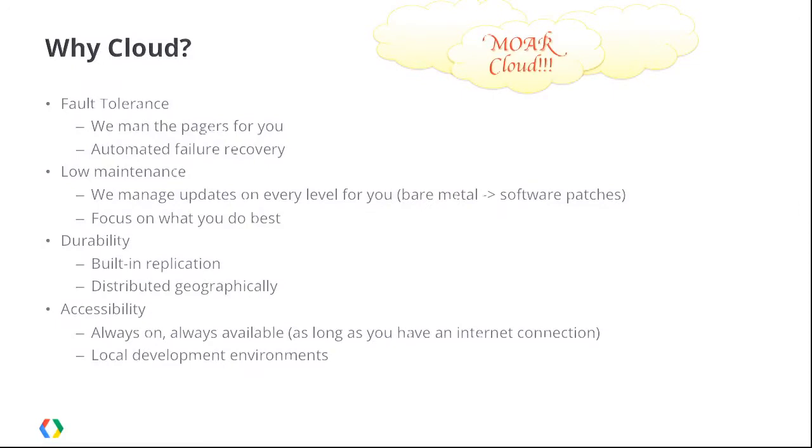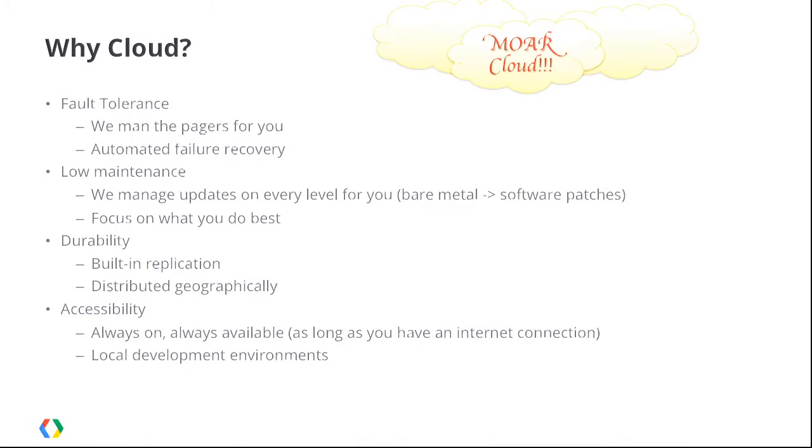So the first thing I'm going to do is give you a quick overview of data in the cloud. So why the cloud? Well, first and foremost, the cloud is excellent for fault tolerance. Because when you use Google's cloud, we man the pages for you. We always have people looking at these systems to try and keep them working without any user-visible interruptions. And we automate fault recovery as much as possible. So most of the time when something happens, no one ever need know about it. It just automatically switches over to another machine or something else, and it just keeps working.